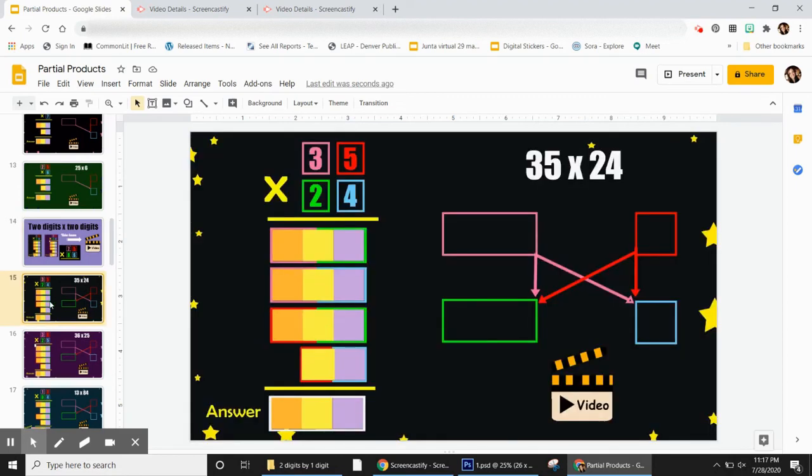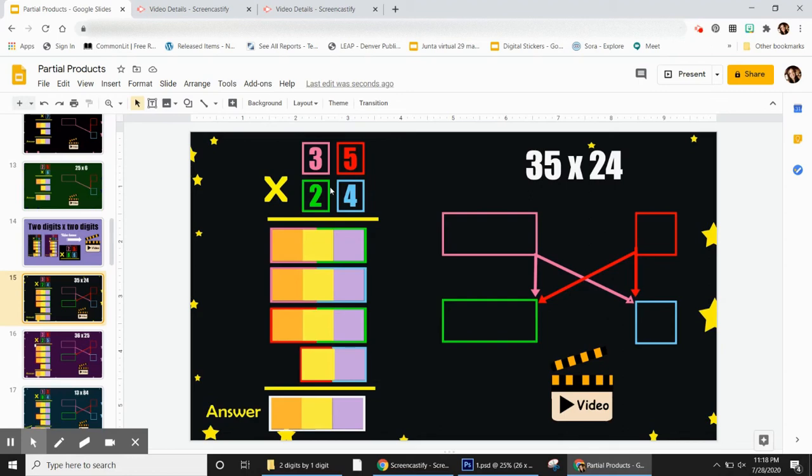35 times 24. So I like to think of this as a sporting event, and the 3 and the 5 are on the same team, but they each have to go against the 2 and the 4. What this means is that the 3, the pink, has to go against the 4 and the 2, but it's not going to fight against its own teammate because the 35 is together. So the pink has to go against the blue and the green, and then the red has to go against the blue and the green.